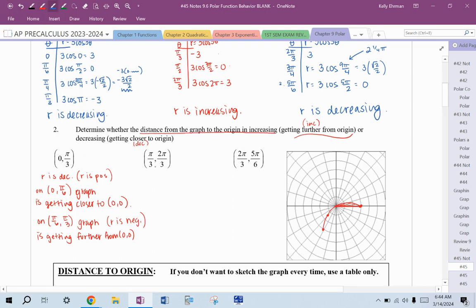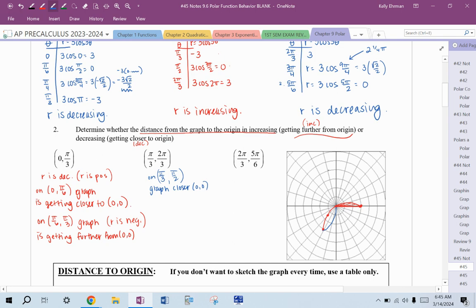Okay, what about the next section from pi over 3 to 2 pi over 3? So let's graph these points here. So pi over 3, we already have that, facing negative 3. Then you come back to pi over 2, so you get back to 0. So what is the graph doing right now? It's getting closer to 0. So on pi over 3 to pi over 2, the graph is getting closer to 0, 0. Again, because I know that these trace counterclockwise, from here to here, my graph is getting closer and closer until it hits 0, 0.